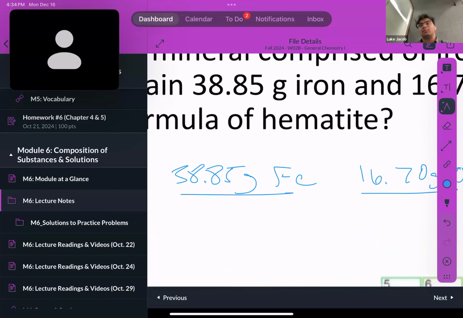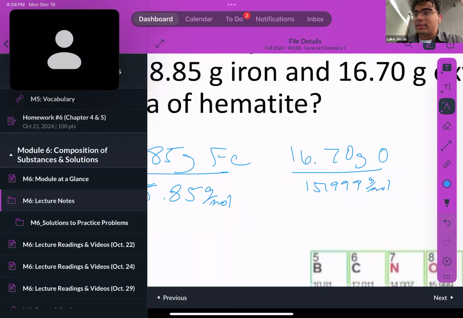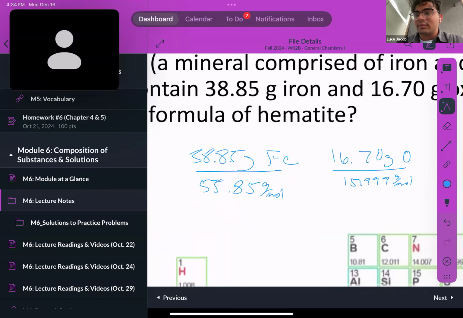What would be the molar mass of iron? Can anyone tell me what that is? If you have your reference tables out, because I don't have my reference table. 55.84. 55.85 grams per mole, right? And this one's 15.99 grams per mole. So what we'll see here, where's my graphing calculator? I have my graphing calculator. Okay, well, let's use this.